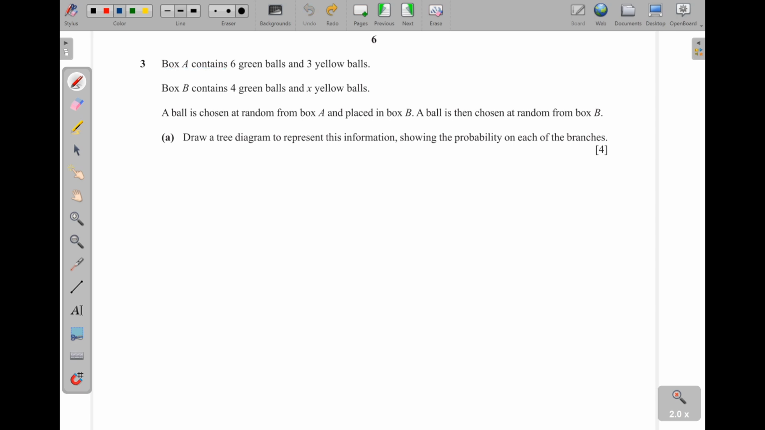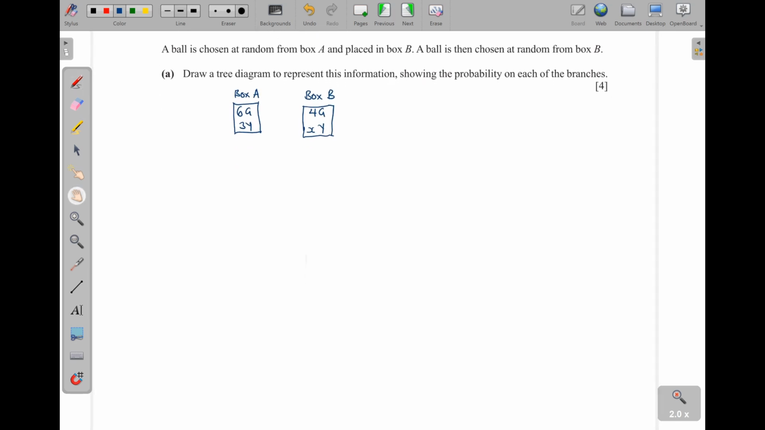Okay. Now, I have my box A here. I'm going to use G to represent green and then Y for yellow. So 3 yellow. And then I have here box B. Now, box B has 4 green, and then X yellow. Now, when we are picking from A, let me first draw this detailed one, and then later we simplify it.